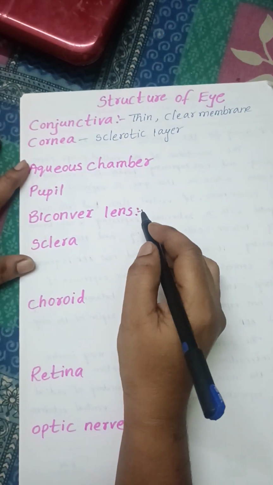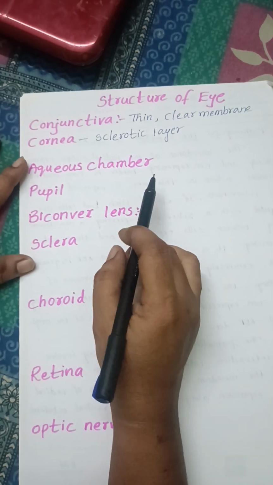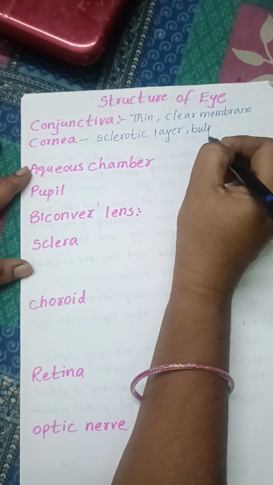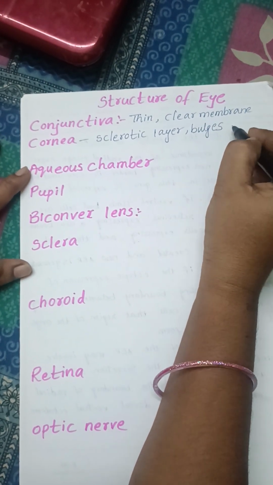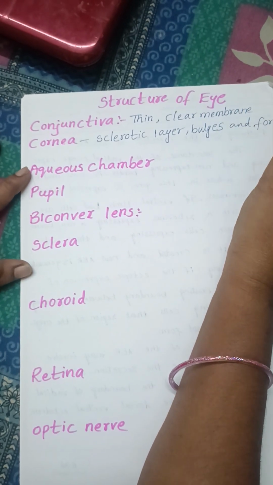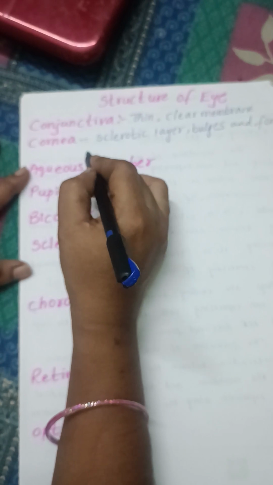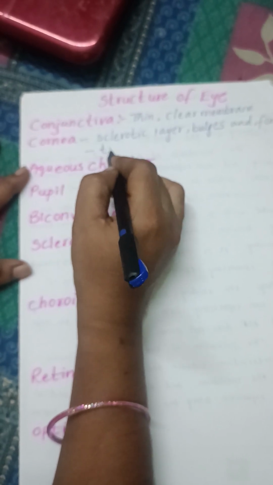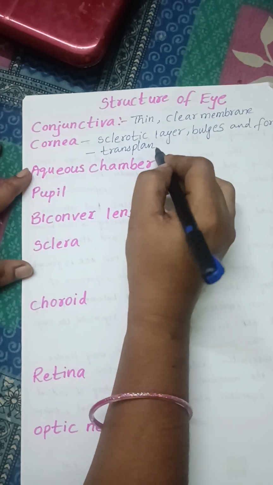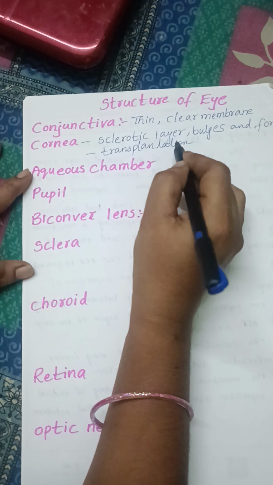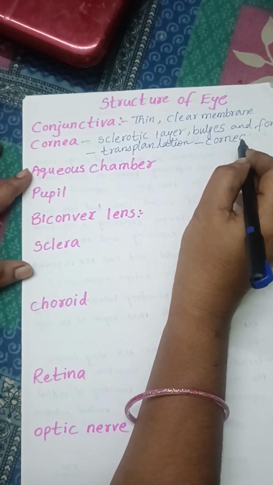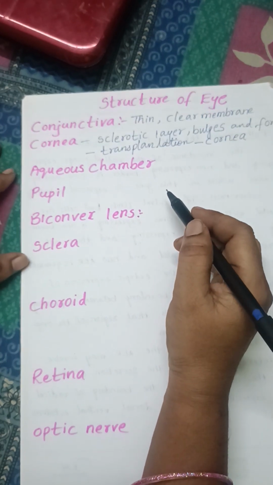So first layer of the eye bulges and forms the cornea. So in the eye transplantation process also, they use only cornea. They separate the cornea and they adjust it, not the remaining parts.